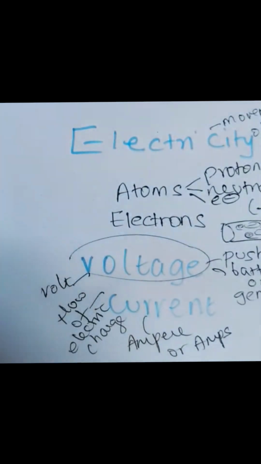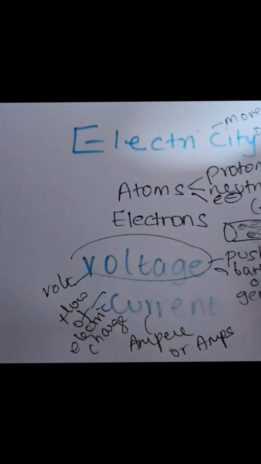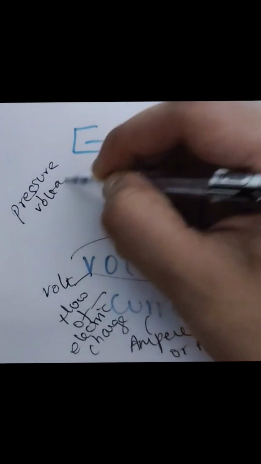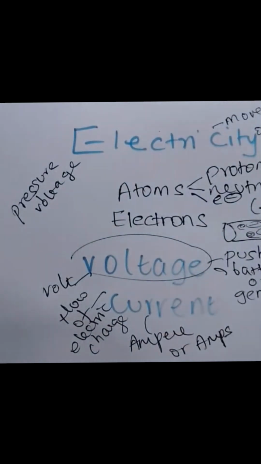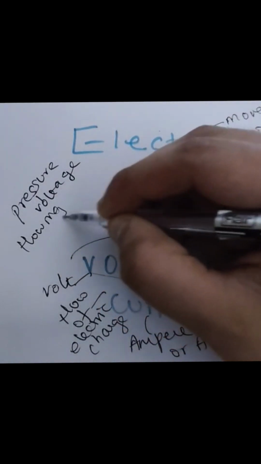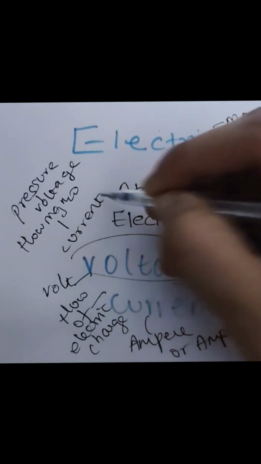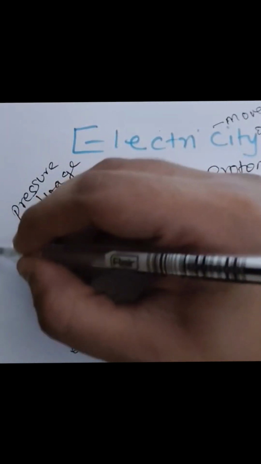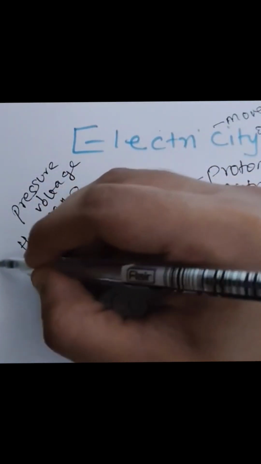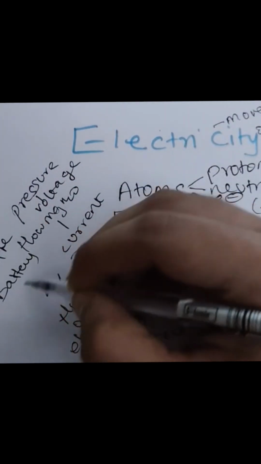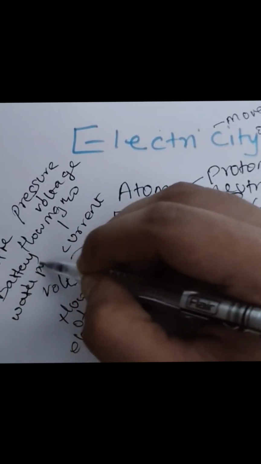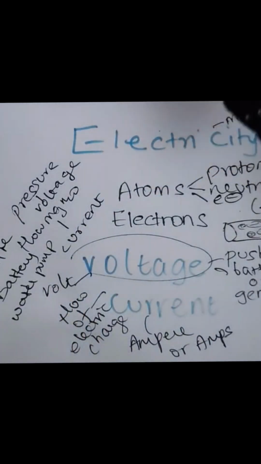So imagine a water tank. The water pressure is the voltage. Flowing water is the current. The pipe is the wire, right? Battery is the water pump. Okay, so this is the basic of an electrical circuit.